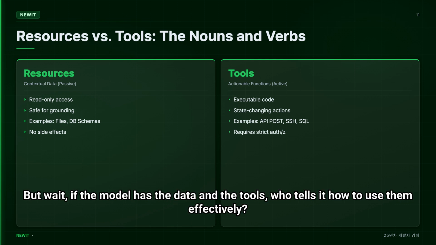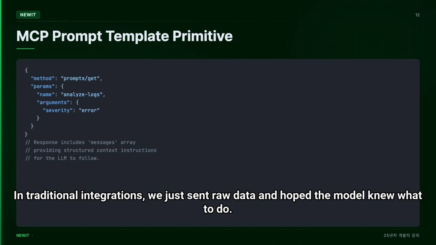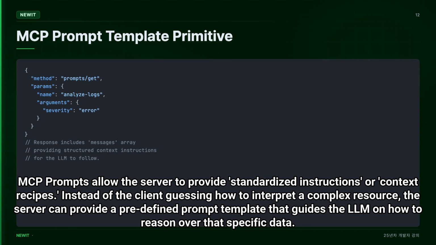But wait, if the model has the data and the tools, who tells it how to use them effectively? The third primitive is the prompt template. This is often the most misunderstood part of MCP. In traditional integrations, we just sent raw data and hoped the model knew what to do. MCP prompts allow the server to provide standardized instructions or context recipes. Instead of the client guessing how to interpret a complex resource, the server can provide a predefined prompt template that guides the LLM on how to reason over that specific data.